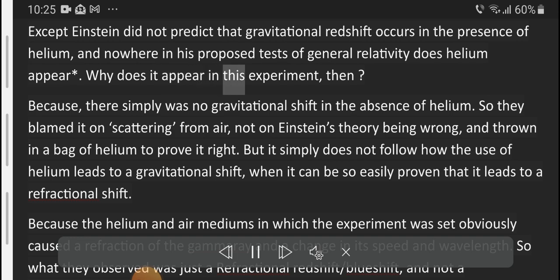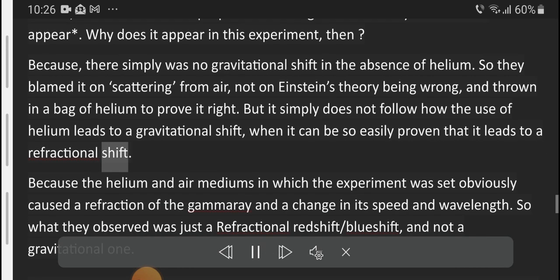Why does it appear in this experiment, then? Because there simply was no gravitational shift in the absence of helium. So they blamed it on scattering from air, not on Einstein's theory being wrong, and threw in a bag of helium to prove it right. But it simply does not follow how the use of helium leads to a gravitational shift, when it can be so easily proven that it leads to a refractional shift.